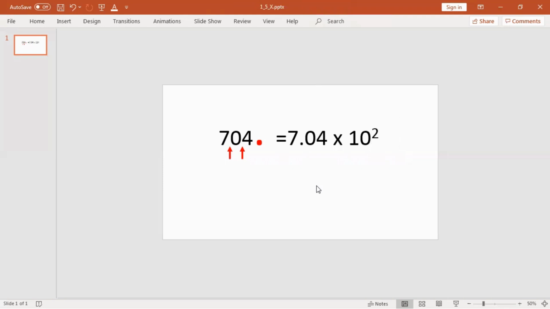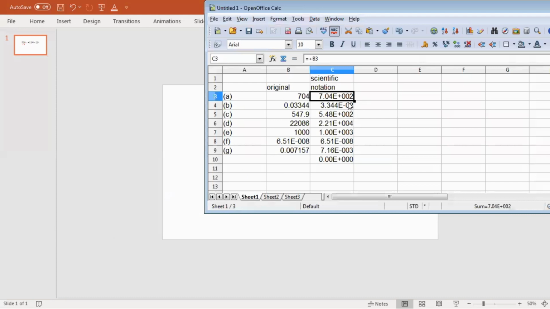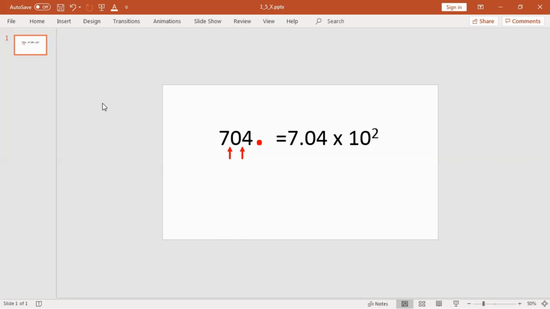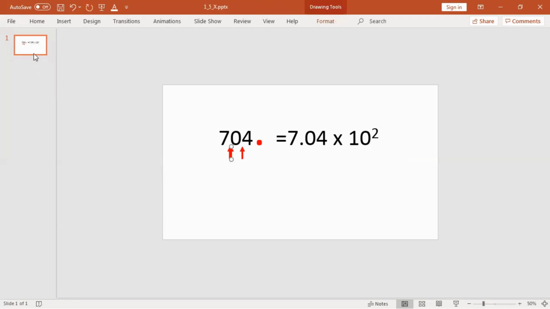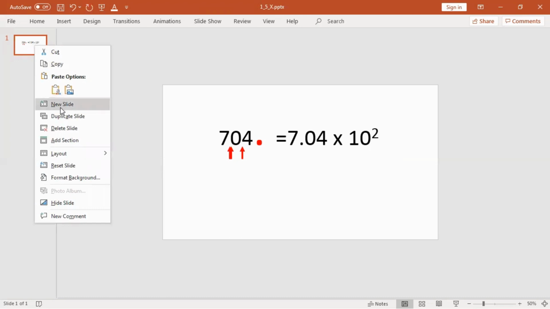Now, why don't I check the answer key? The answer key says 7.04 times 10 to the second power. Now note that a spreadsheet might express it, instead of 10 raised to the second power, as e plus 002 or something to that effect. It means the same thing. So maybe at least that helps get you acquainted with how it will look, some of the different ways that the same thing is represented.